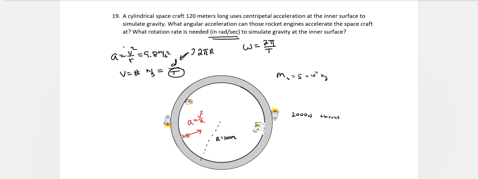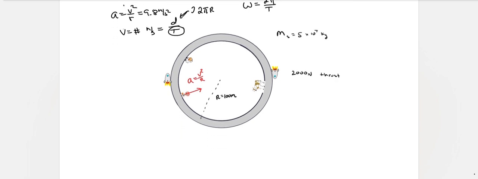All right, the other question here, and I guess I did not do them in order, but let's see, what angular acceleration can these rocket engines accelerate the craft at? So if we look at this picture, and I put force vectors in for the rockets, okay, so we have a 2,000 Newton force vector produced by this rocket and a 2,000 Newton force vector produced by the second rocket. And that's pretty well it. I can't think of any other forces to add to this.